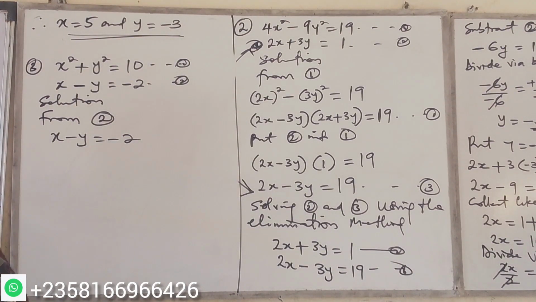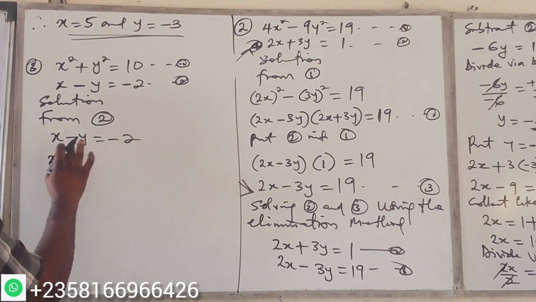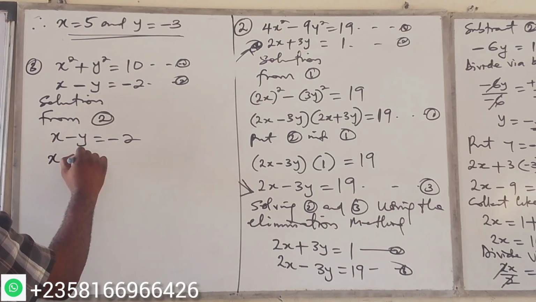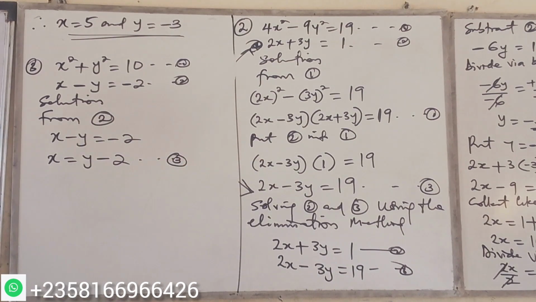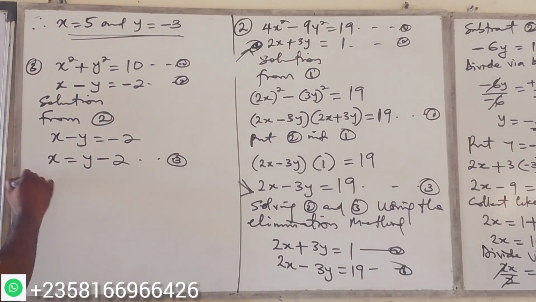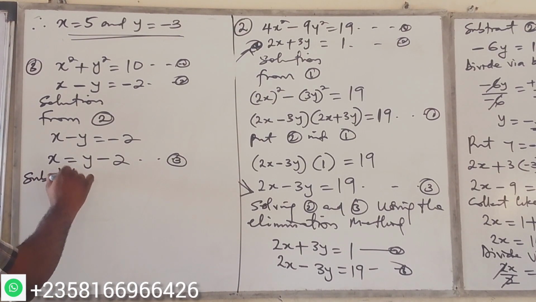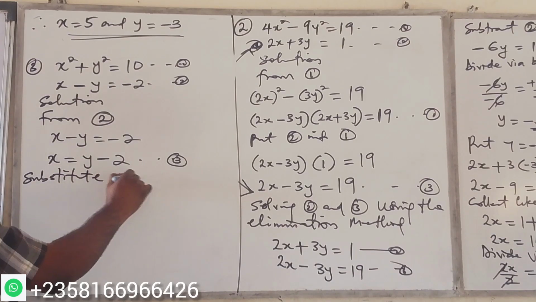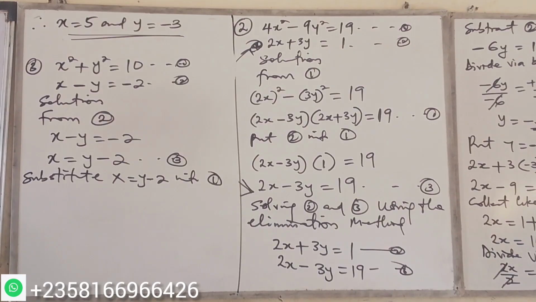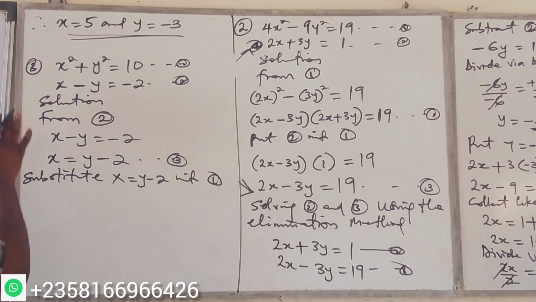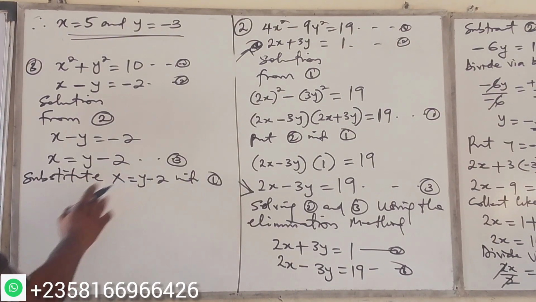Now I want us to make x the subject. So x now will be equal, if you take minus y to the other side, it becomes y minus 2. Now let's call this equation 3. So now we have made x the subject, and of course, x was made the subject from equation 2. Yes. So now we're going to substitute x is equal to y minus 2 into equation 1. So it therefore means that anywhere you see x in equation 1, you are putting y minus 2.